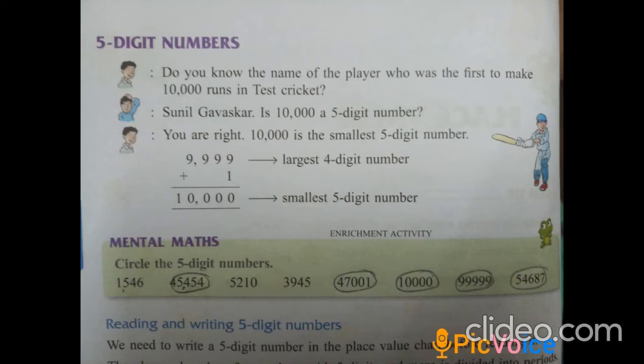Circle the 5-digit number. So 1,546, it's a 4-digit number. So count the digits. If it is 5-digit, you have to put a circle. If it is less than 5-digit, you have to leave the number. So the first number is a 4-digit number. The second one is a 5-digit, you can put the circle. The third one is a 4-digit. The fourth one is a 4-digit. Next, 5th, 6th, 7th, 8th, all the numbers are 5-digit numbers. You can put a circle.